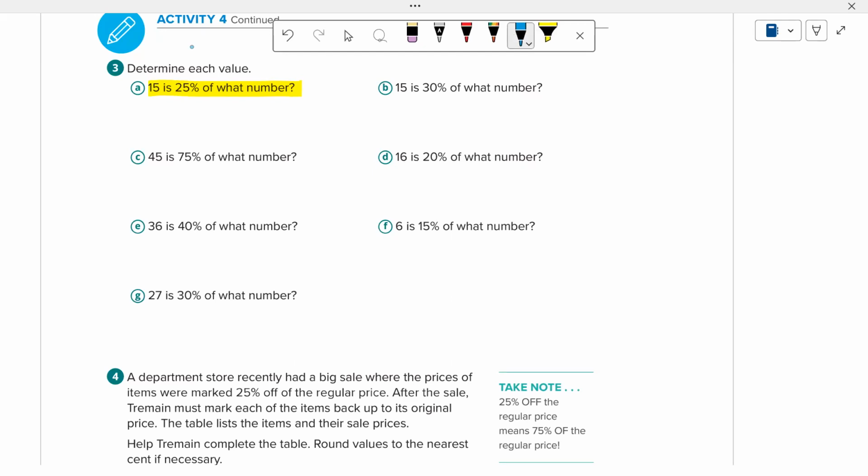15 is 25% of a number. If you read this very carefully, we know is means equals. 15 is 25%. 15 over mystery. 15 is 25% of a number. So there's different setups you could do with this. This is just one way since we're learning proportions.